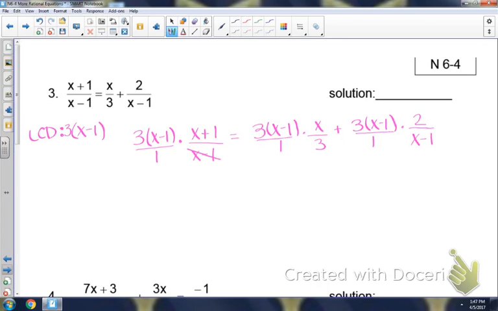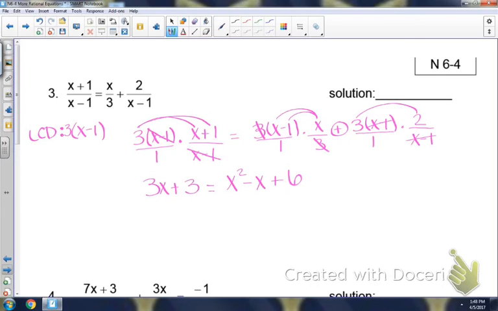Okay, the x minus 1's cancel, and then we'll distribute the 3. So that's 3x plus 3. The 3's cancel, so I need to distribute the x. So that's x squared minus x. Bring down your plus sign. The x minus 1's cancel, so I need to multiply the 3 and 2 to get 6.